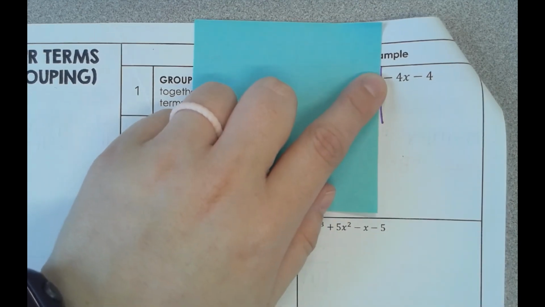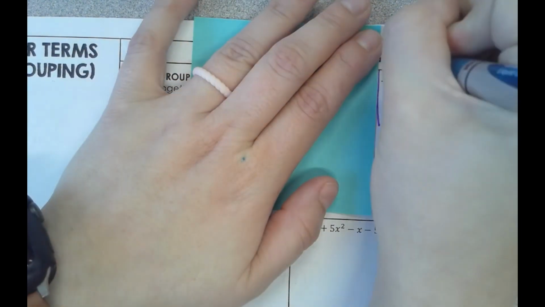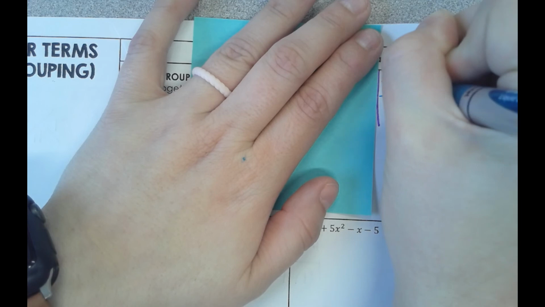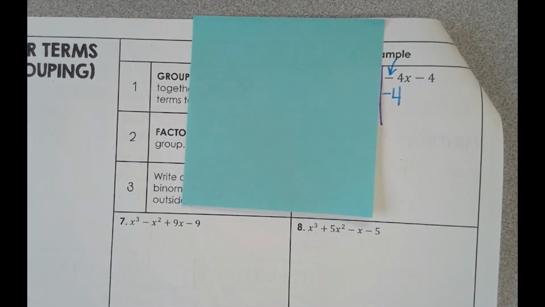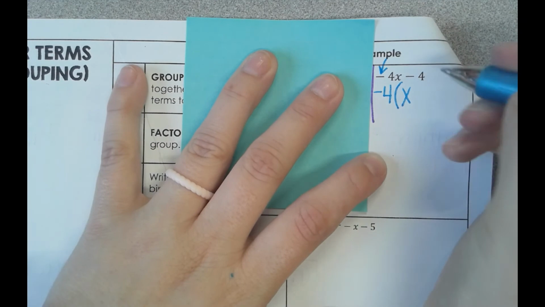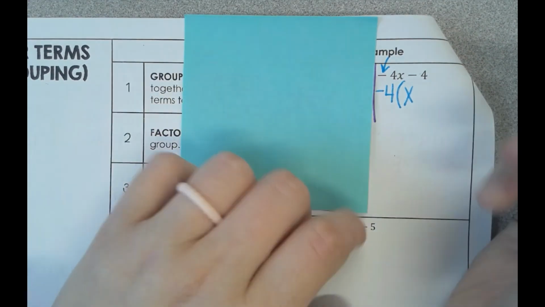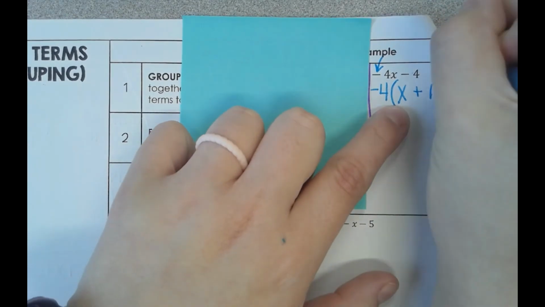So you would think I'm going to take out a 4, but actually, if it starts with a negative, you have to put a negative. -4. So we're going to divide by -4. So then that gives me x. What's -4 divided by -4? A +1.